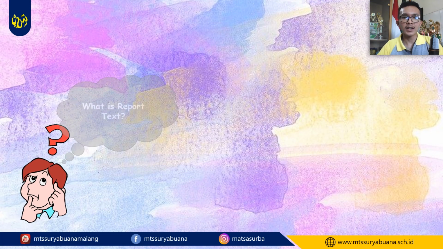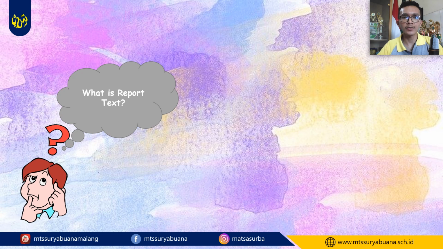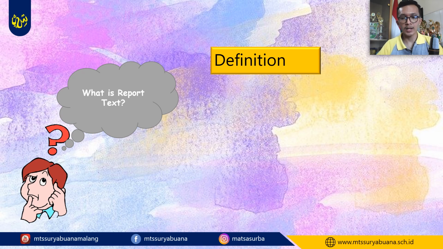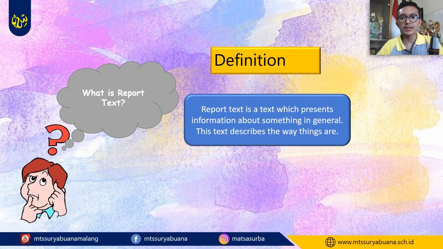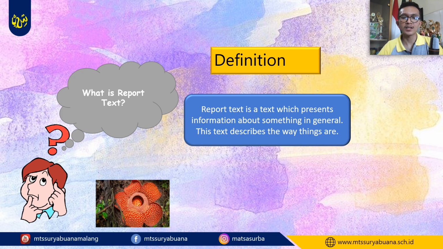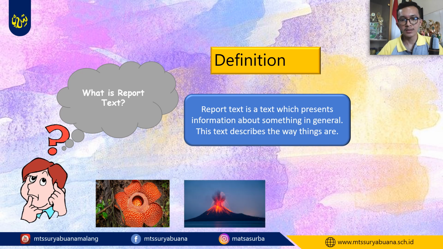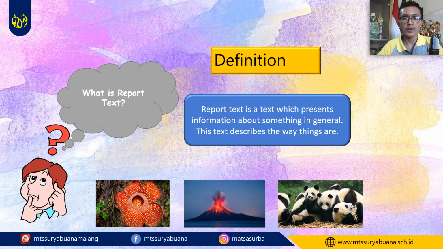Alright, I think this is the first question that you have about report text: what is report text? I will show you the definition. Report text is a text which presents information about something in general. This text describes the way things are. It can be a plant, a natural phenomenon, or an animal.